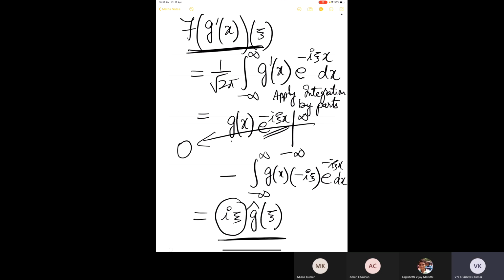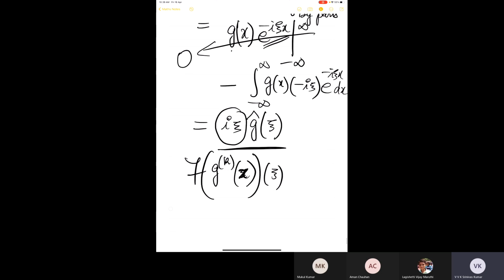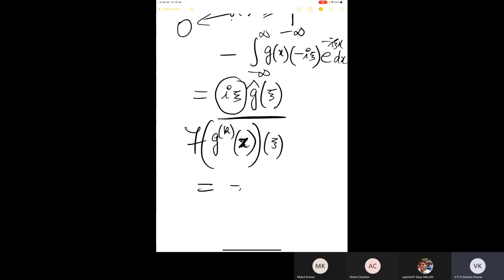These two things are needed for us for the Fourier transform of derivatives. Again, if we have k derivatives, that is the k-th derivative of the function g of x, the Fourier transform of this at xi will be equal to i xi to the power k times g cap. Each time the minus will cancel, so the minus will not come.